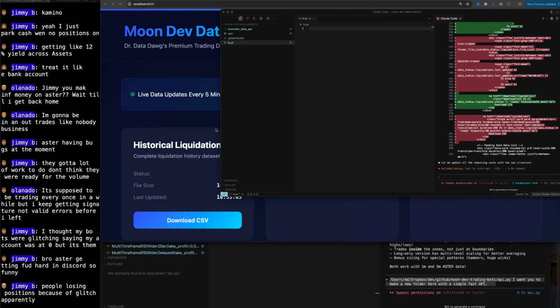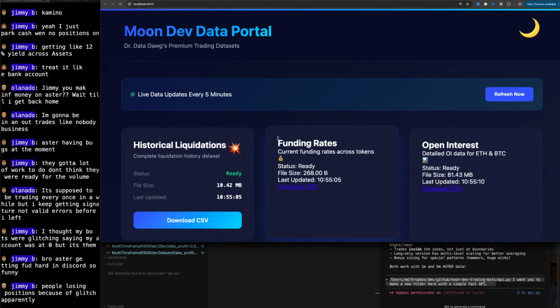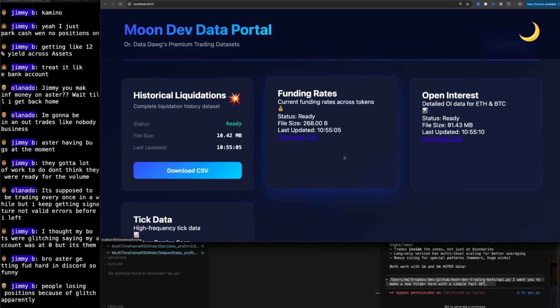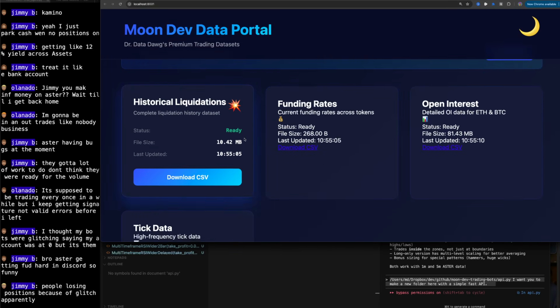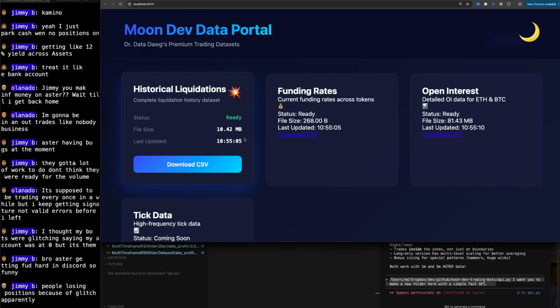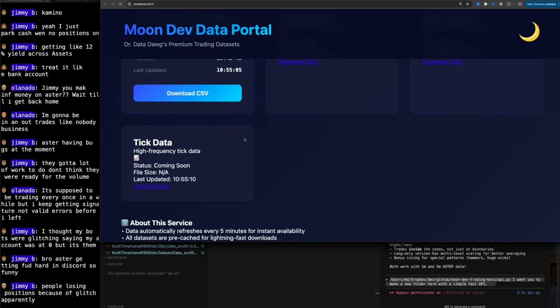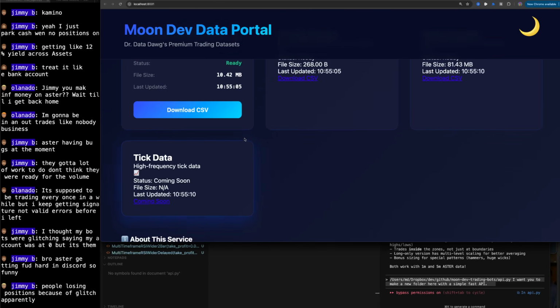Okay, here we go. This looks pretty good. Historical liquidation. 10.4 megabytes. Coming soon.